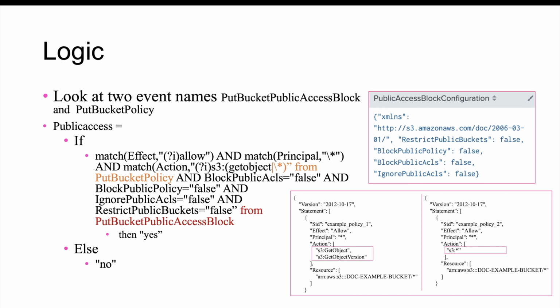If effect is allow, principal is star, which means any, and action is S3 colon get object or S3 star, which means any action on S3, from the put bucket policy event, and block public policy equal to false, and ignore public ACLs equal to false, and restrict public buckets equal to false from the put bucket public access block event. Then the bucket is accessible by public, otherwise it's not accessible by public.